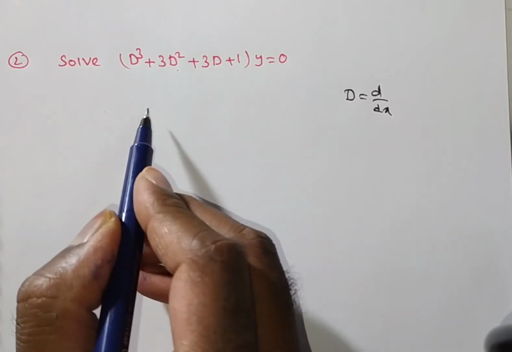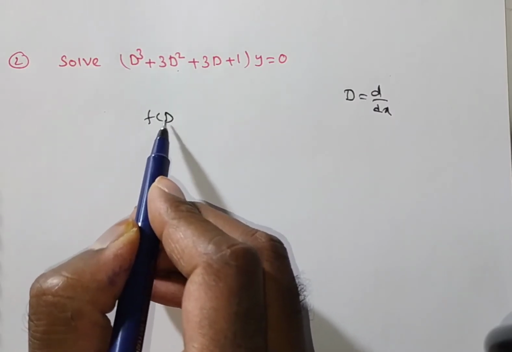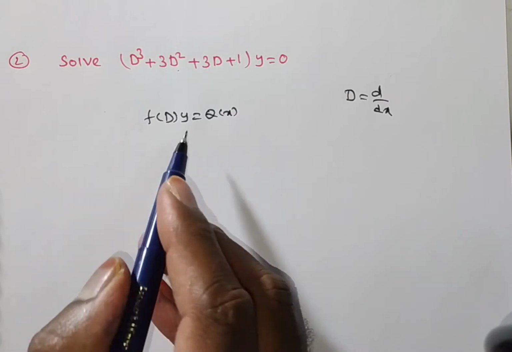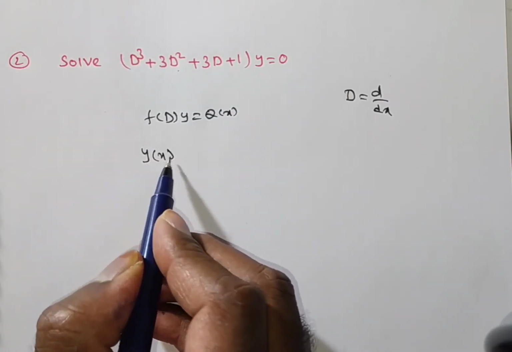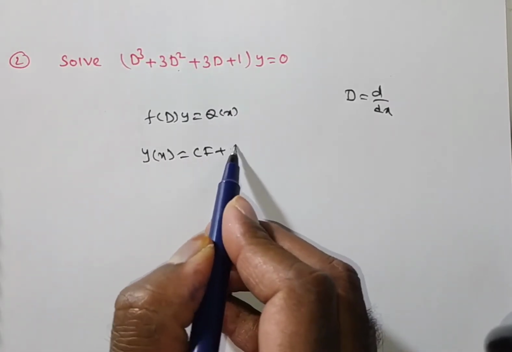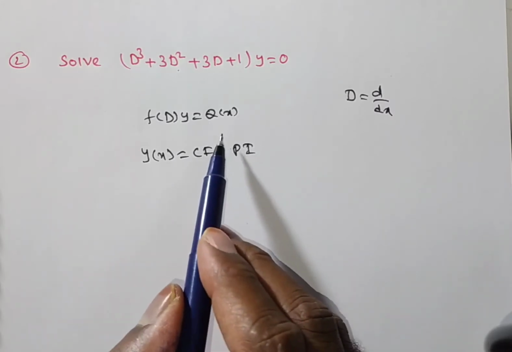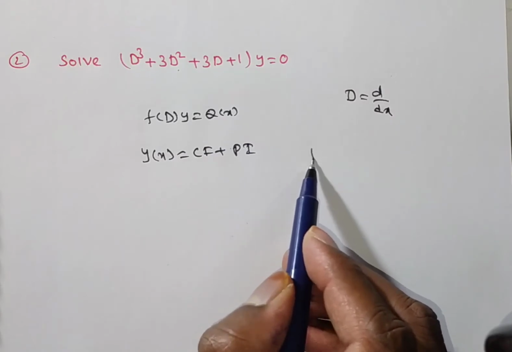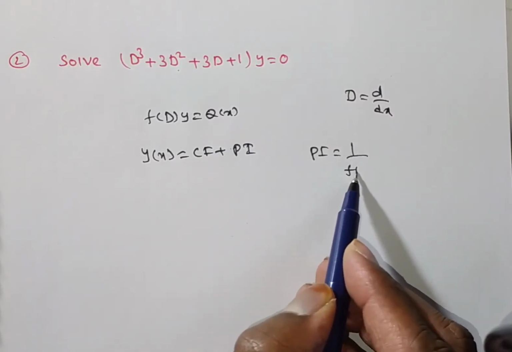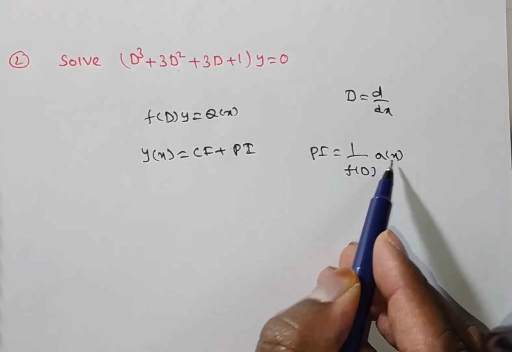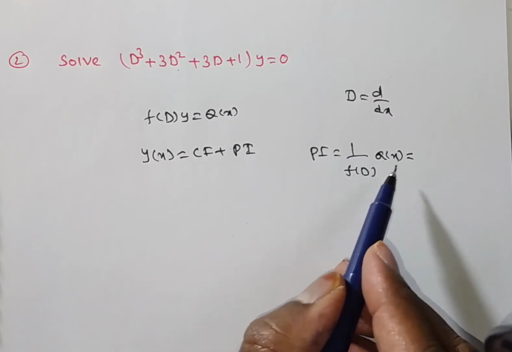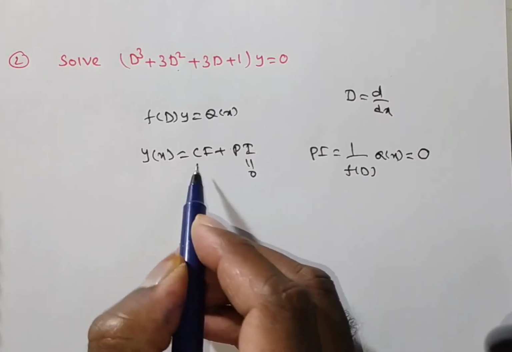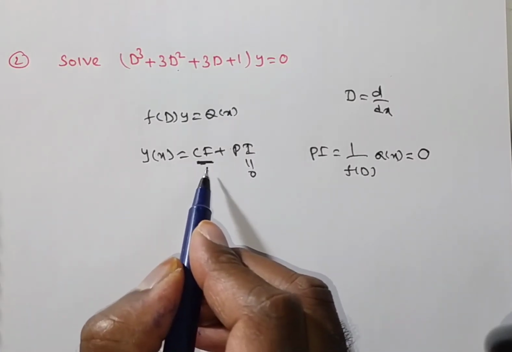Now by observation, you can say the given problem is in the form f(D)y = Q(x). The general solution for this is y(x) = complementary function plus particular integral. But here Q(x) is 0. The particular integral is 1/f(D) times Q(x), but here Q(x) is 0, so you will have 1/f(D) times 0, which means 0. So in this case you will have only the CF, right?